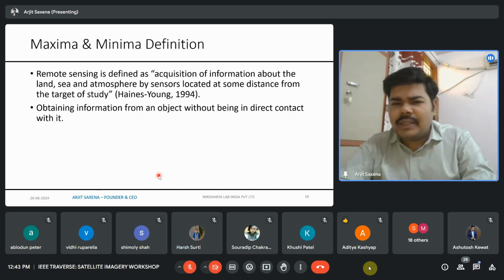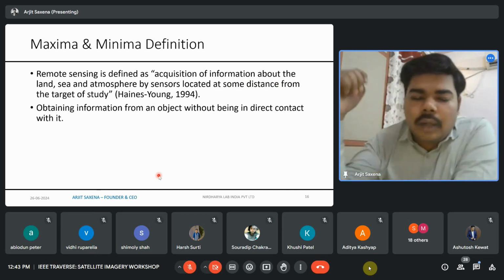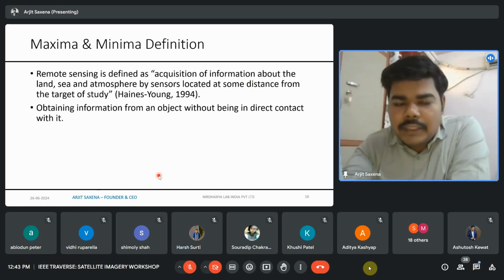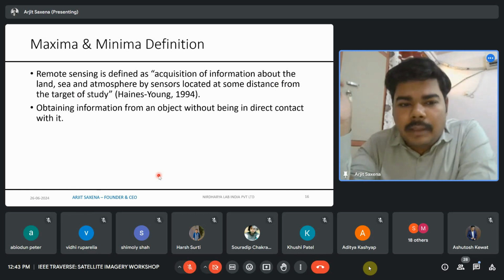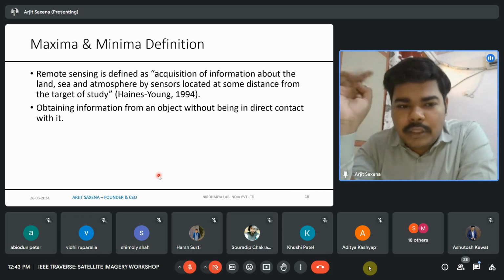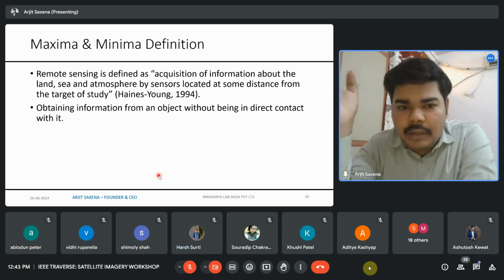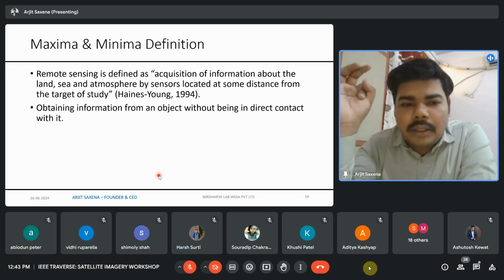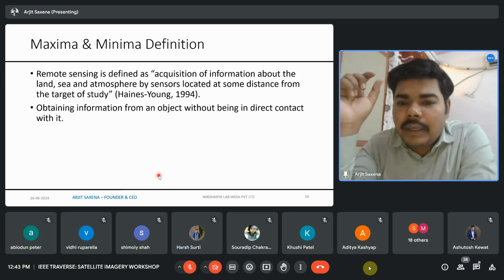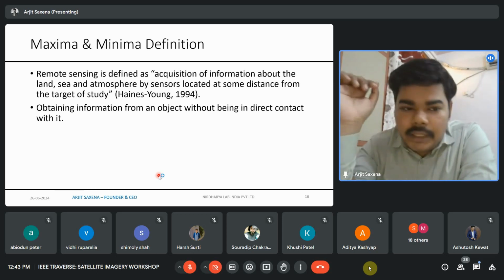Now, there are two definitions with regards to remote sensing. One is the maxima definition and one is the minima definition. The maxima definition was given by Hannes and Young in 1994, and the minima definition was given by NASA, which is obtaining information from an object without being in direct contact. But the definition given by Hannes and Young is a very in-depth one. When you're designing something, this definition is utilized.